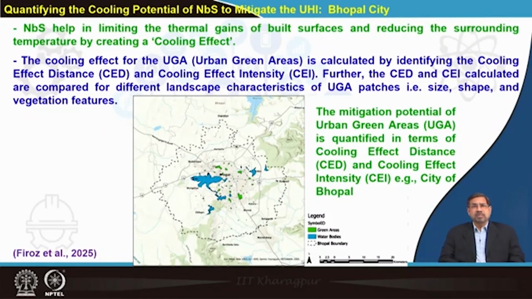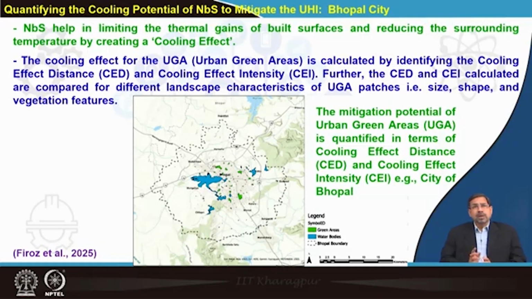Let us take an example of quantifying the cooling potential of nature based solutions to mitigate the urban heat island effect, and the graphic or map shown is for Bhopal city. Nature based climate solutions help in limiting the thermal gains of built surfaces and thereby reduce the surrounding temperature by creating a cooling effect, as we all know.